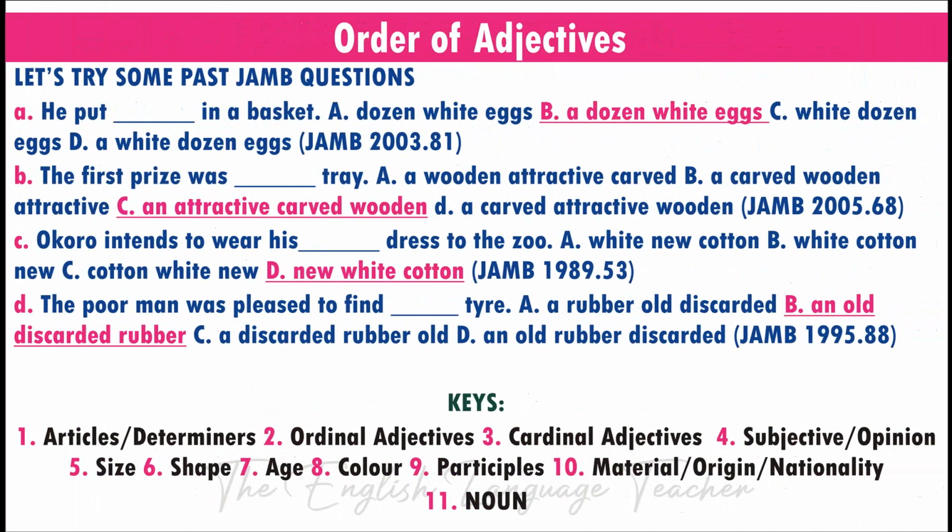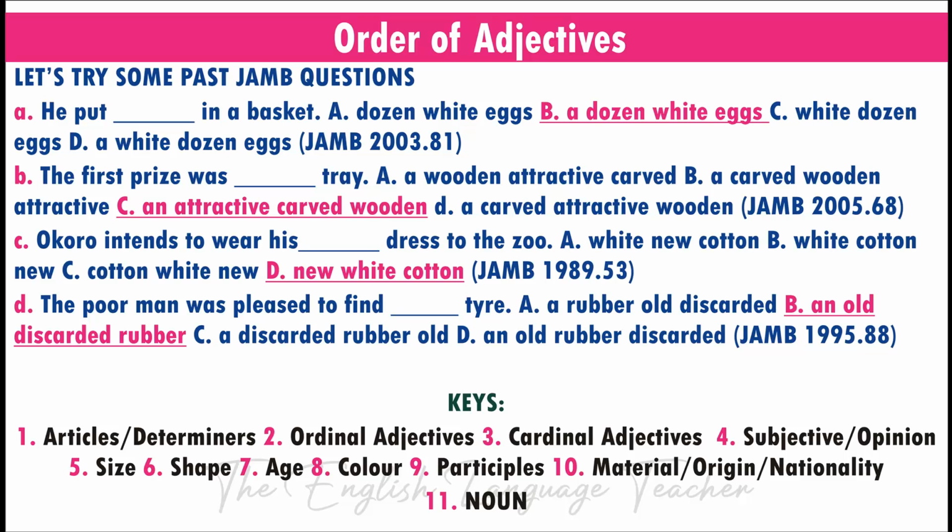So here are the answers to the questions. You put dash in a basket. So the correct option is a dozen white eggs. Then how do we go about it? How do we get a dozen white eggs? A is an article, that is number 1, followed by dozen, which is a cardinal adjective, number 3, followed by white, which is an adjective of color, which is number 8. Then eggs comes last, which is number 11. 1, 3, 8, 11. That is the right order.